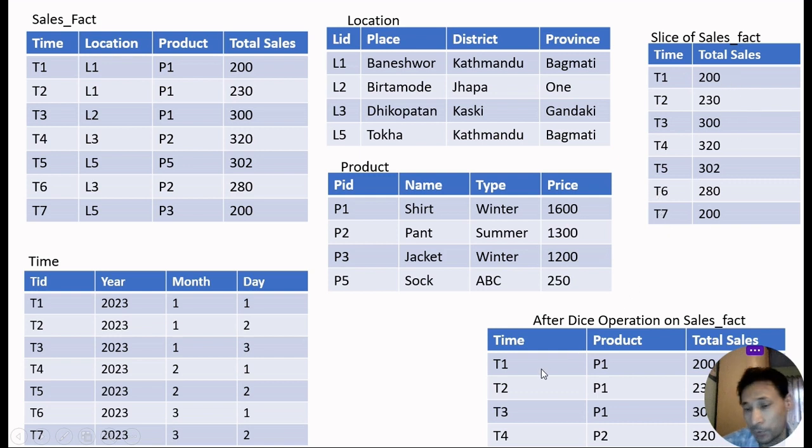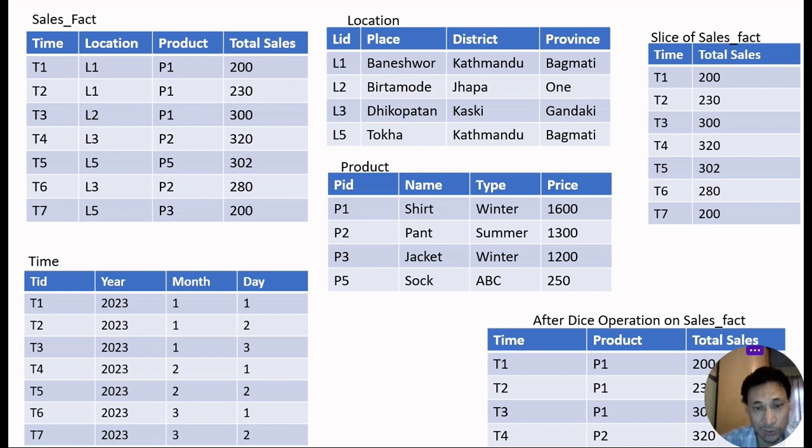Similarly, the dice operation considers more than one dimension. Here in this table you can see I've considered two dimensions, time and product, and the total sales are shown on the basis of time and product. In this way, we can use slice and dice operations on the fact table, and slice and dice operations are part of OLAP operations. Similarly, pivoting is the process of moving or rotating the cube.